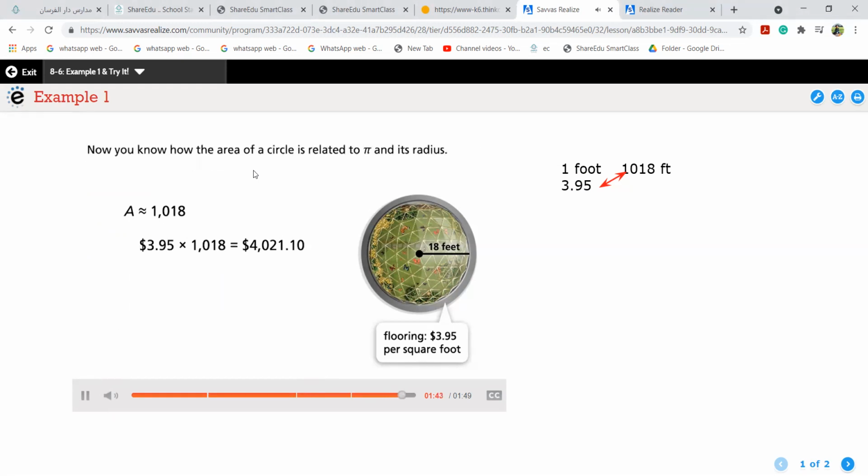Now you know how the area of a circle is related to pi and its radius. So did you understand? Now let me ask a question. Who's there with me? Zishan, can you tell me the area of a circle? What is it? A equals what? What is the formula? Noor, starting from you, A equals?